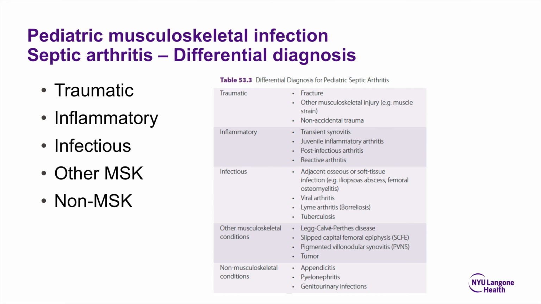Viral arthritis, Lyme arthritis in endemic areas, or even tuberculosis. It can be other musculoskeletal conditions like LCP or PVNS or even tumor, or especially again for the hip, hip pain and limp in a child may actually be due to non-musculoskeletal conditions like appendicitis, pyelonephritis, or genitourinary infection.